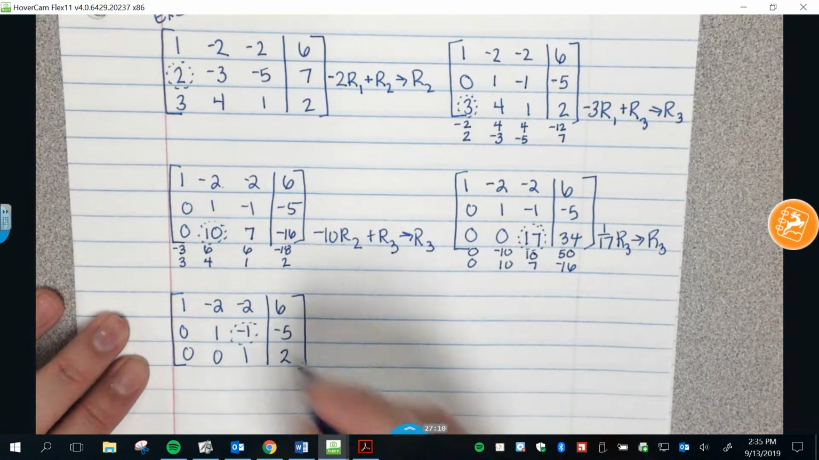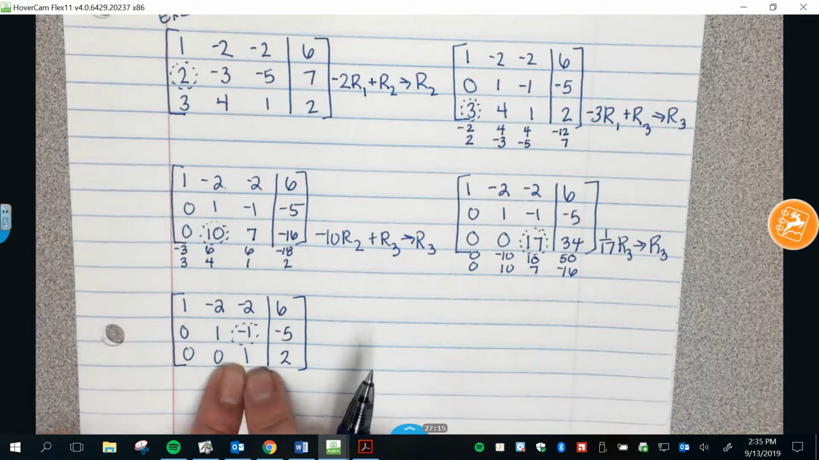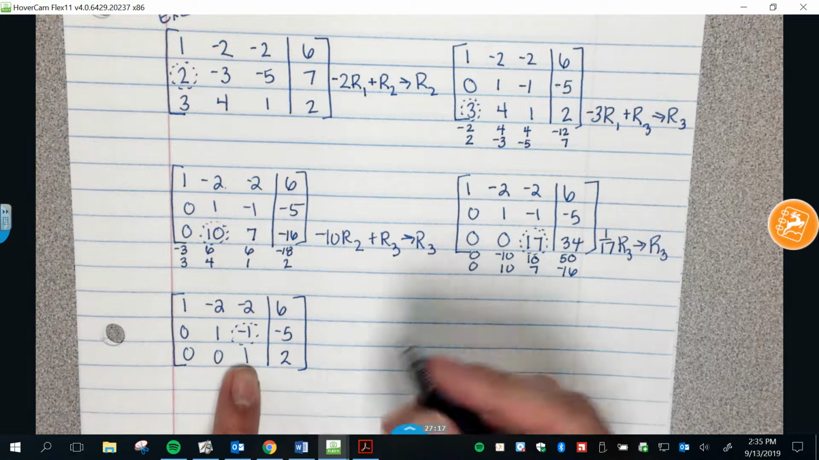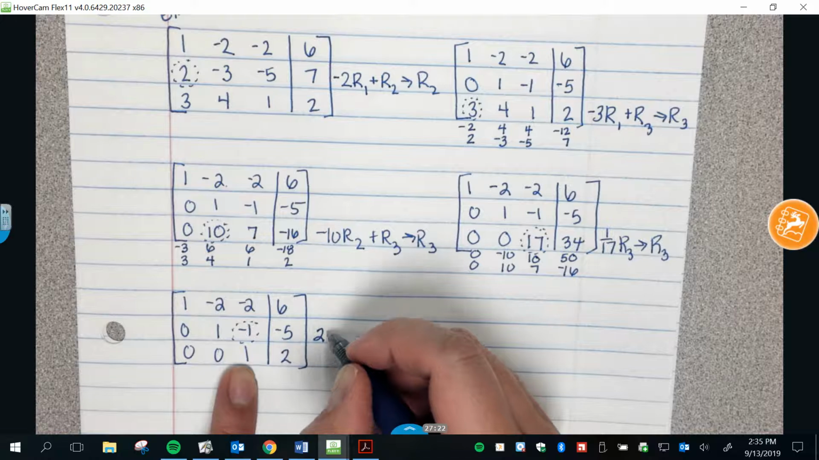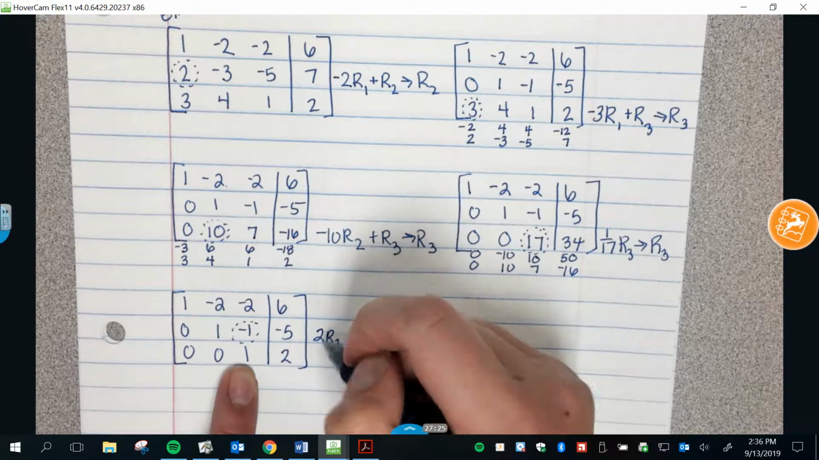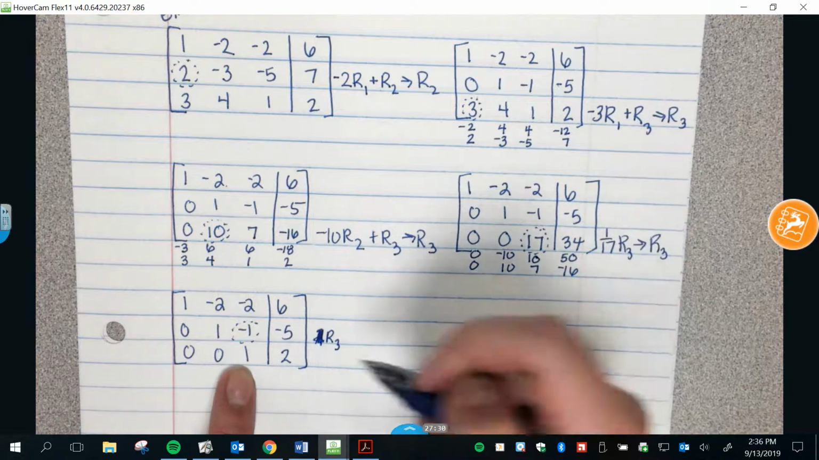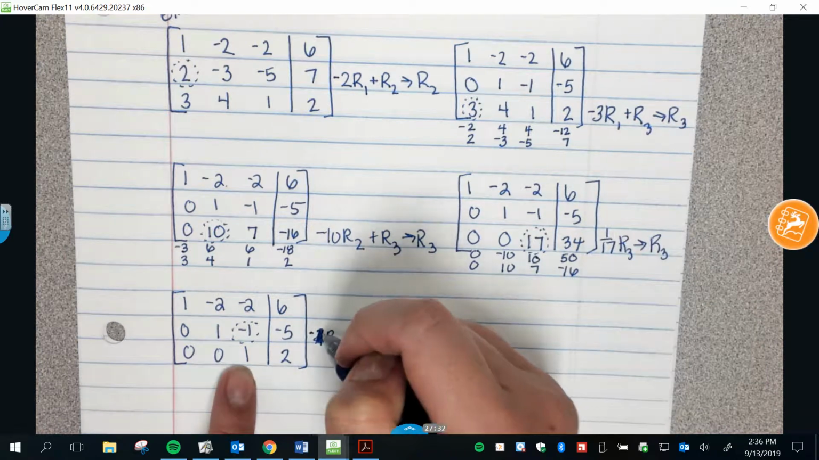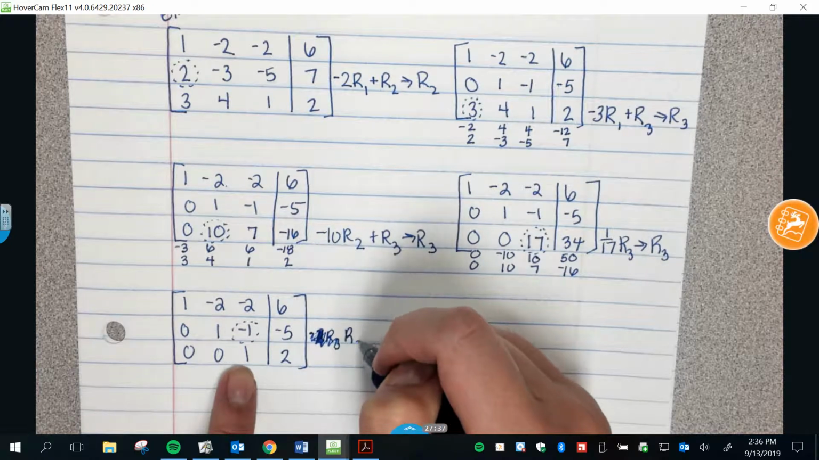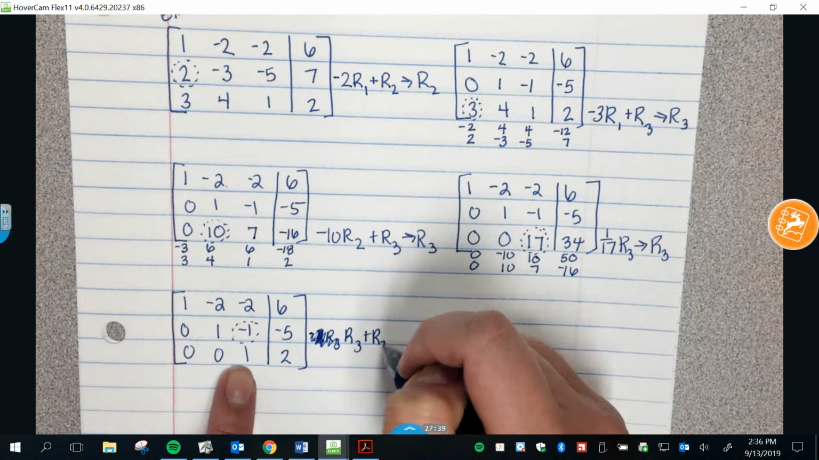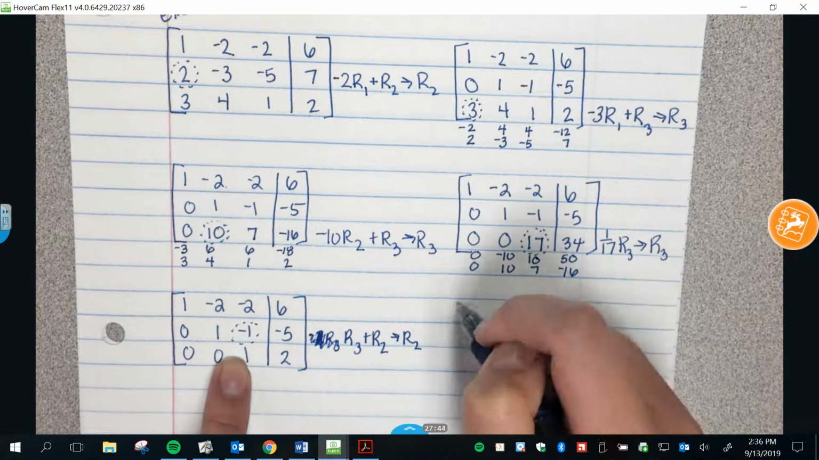All right. What's next? -1. Okay. I can't use row 1 because it has zeros under it. I can use this one. So this one will be 2 row 3. Sorry, not 2. What am I doing? I can just do row 3 plus row 2. Sorry. They're already opposite. Row 3 plus row 2 into row 2. Yeah, they're already opposite.